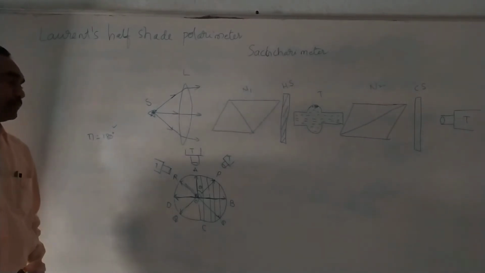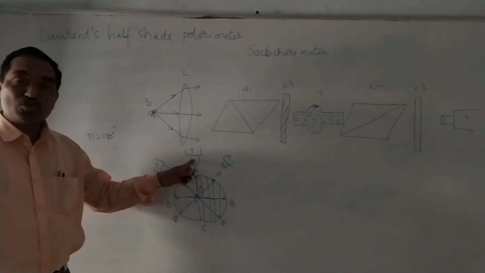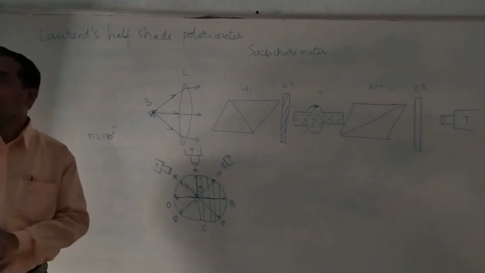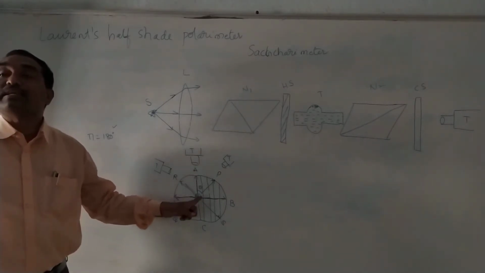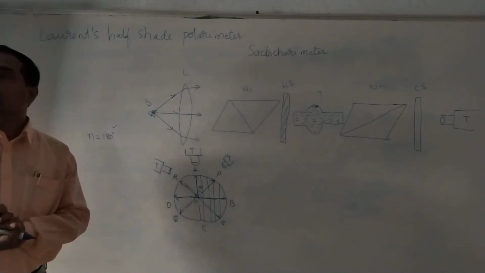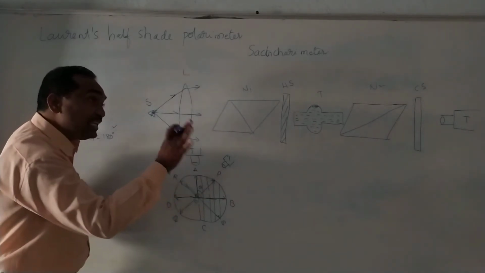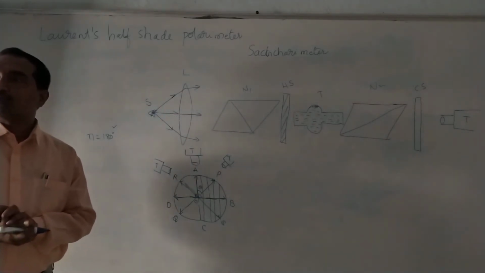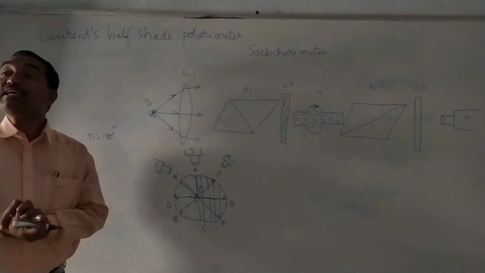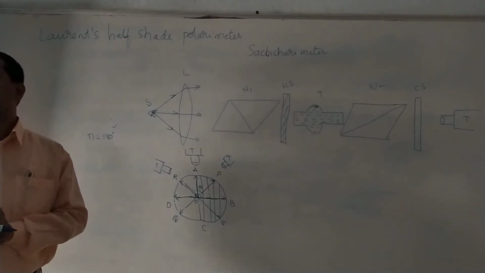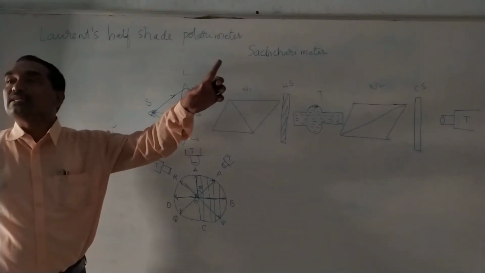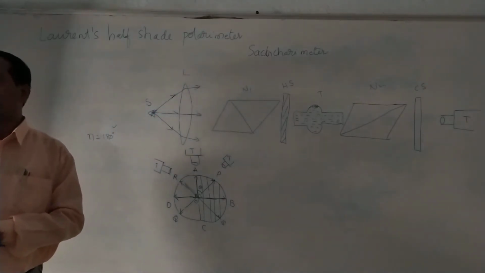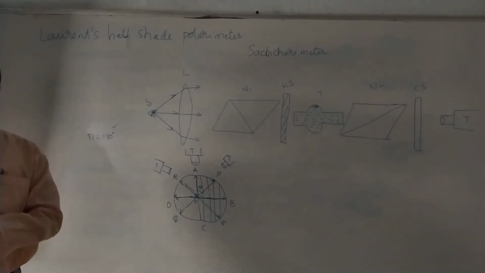If the traveling microscope is along the direction of AC, both the parts are equally bright. Both the parts are equally bright. This is the position to take the correct reading of the circular scale.